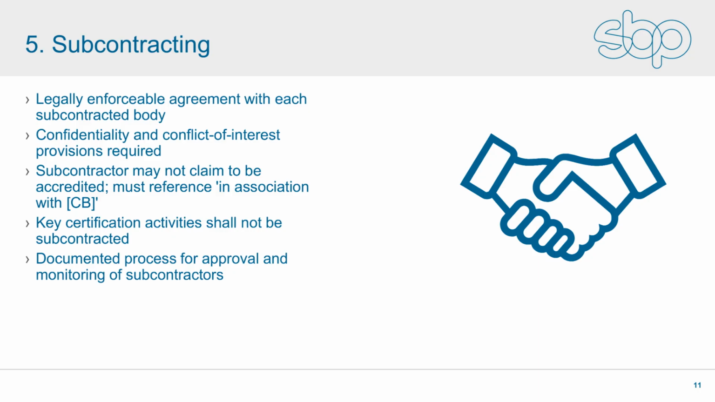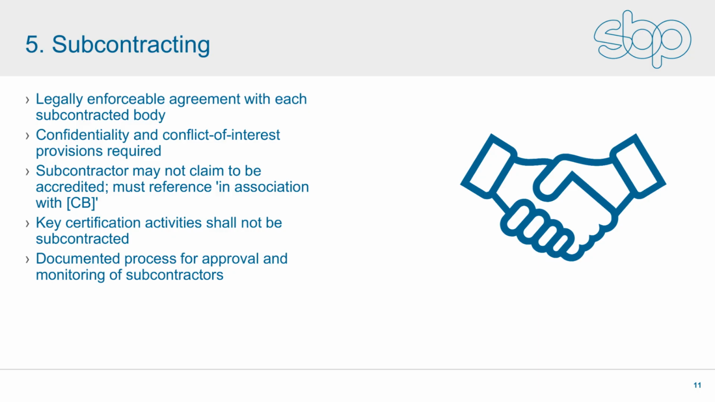Section 5 covers subcontracting of certification activities to third parties. No changes in version 2.1. The certification body must have a legally enforceable agreement with each body that provides subcontracted services. The agreement must address confidentiality and the identification and avoidance of conflicts of interest. The subcontracted organization may not claim to be accredited, must describe its services as being in association with the certification body, and where possible must link to the certification body's website.